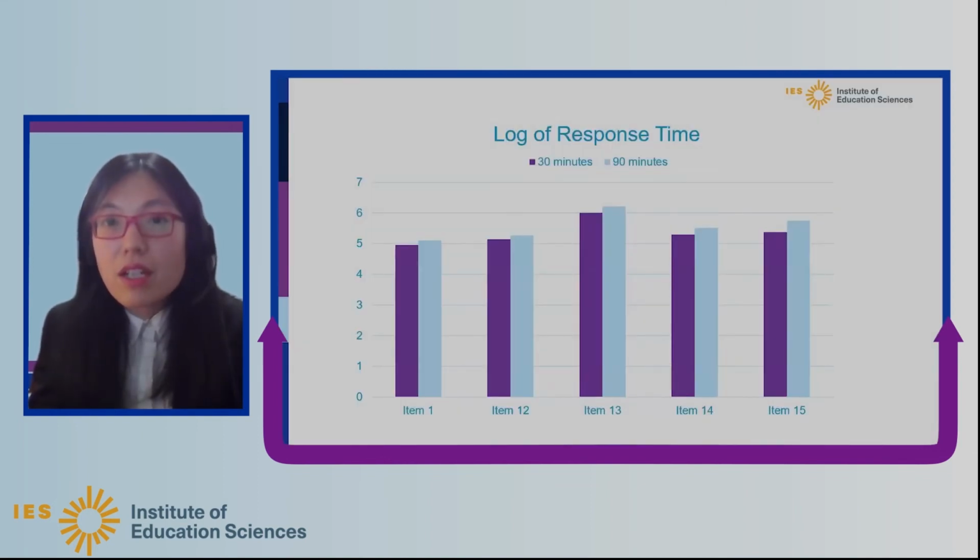This figure is based on the number in the previous slide. The response time of students with learning disabilities in the standard test condition are on average 86%, 88%, 80%, and 69% of their peers with learning disabilities in the extended time accommodation on items 11, 12, 13, 14, and 15, respectively.